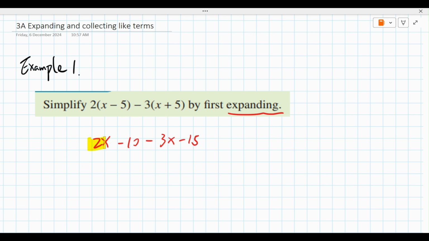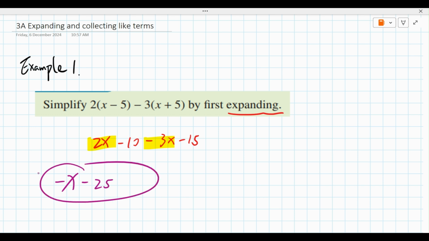The like terms are 2x and minus 3x. 2 minus 3 is minus 1, but we don't have to write minus 1x, we just write minus x. And minus 10 minus 15 is minus 25 in total. So this is the answer.